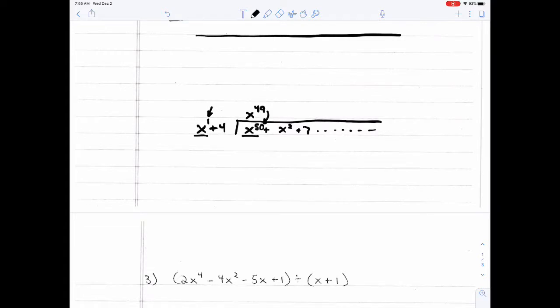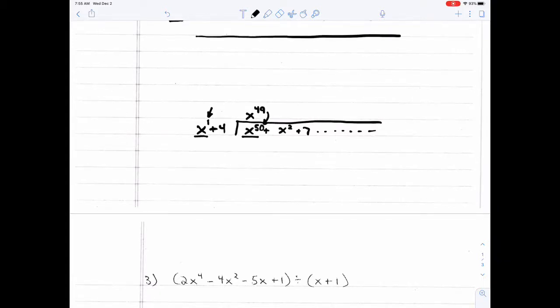So basically what I'm saying is, for the exponents, what can I add to the 1 to get 50? And it'd be 49. I don't care what the exponent is here on the dividend. No matter what it is, let's say it's the word dog. Well, what times x to the first would give us x to the dog power? It'd be x to the dog minus 1.